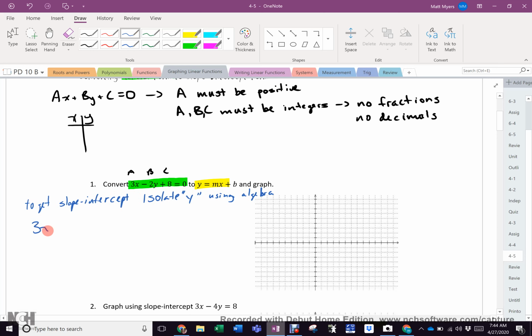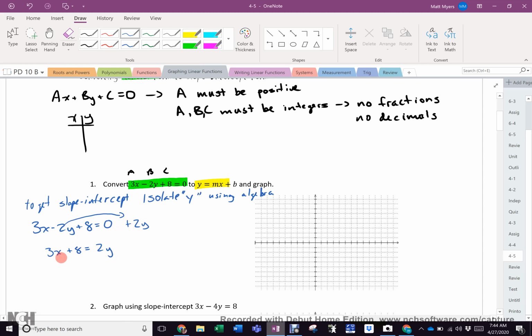We start with 3x minus 2y plus 8 equals 0. I need y isolated. Now, a great many of you are going to insist on leaving y on the left, but you don't need to. If I move this y over here, this negative 2y, what does it become? Well, it would become positive 2y, and I would have 3x plus 8 equal 2y.